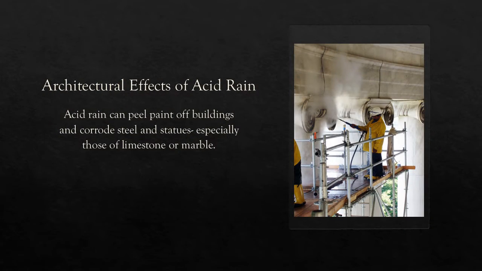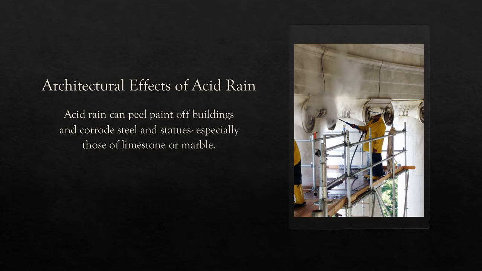Effects of acid rain. Acid rain can peel paint off buildings and corrode steel and statues, especially those made of limestone or marble. So this damages history and culture, because if you have a really important monument in your city, but it's been destroyed by acid rain, you can't really get that back. I mean, you can rebuild it, but the original work of art is lost and gone at this point.